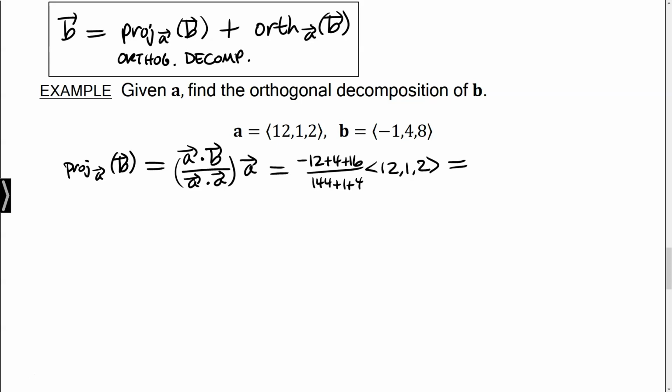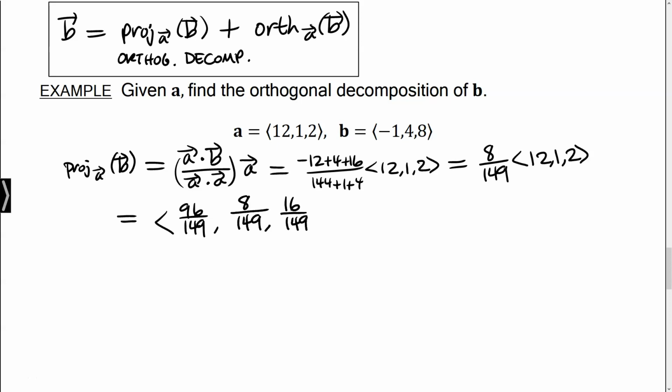What is that going to make? 20 minus 12 is 8, over 149. That's not super nice, but whatever. 8 over 149 times 12, 1, 2. So 8 times 12 is 96, so 96 over 149, 8 over 149, 16 over 149. Okay, that's the projection. That's the first piece.